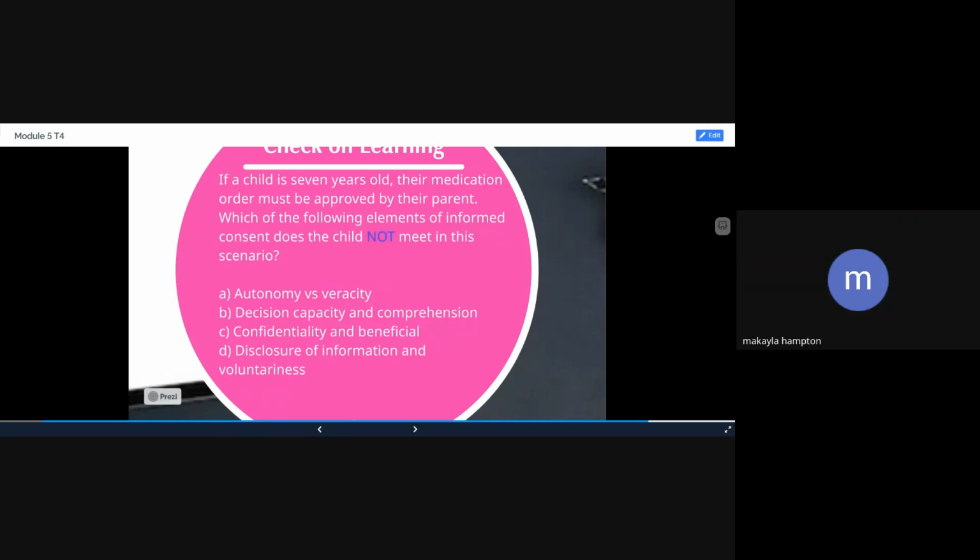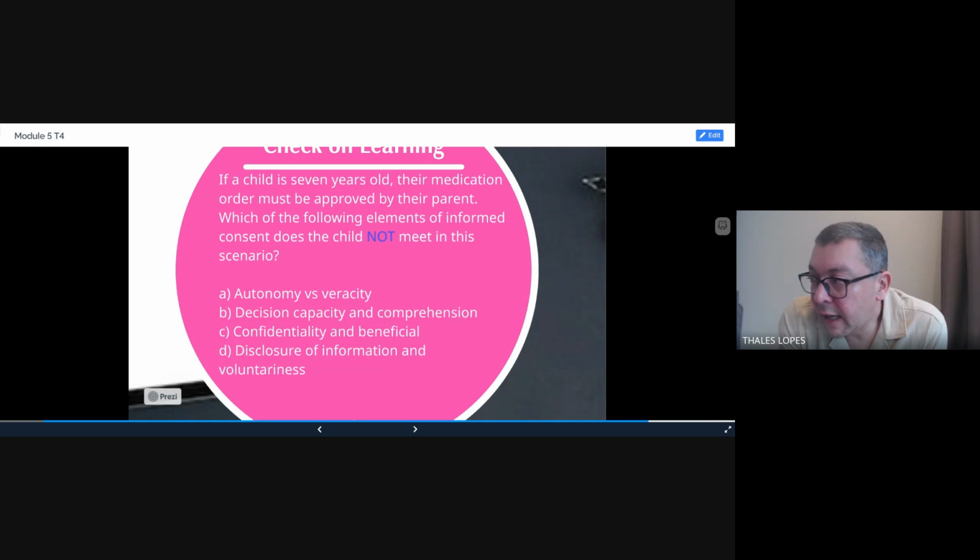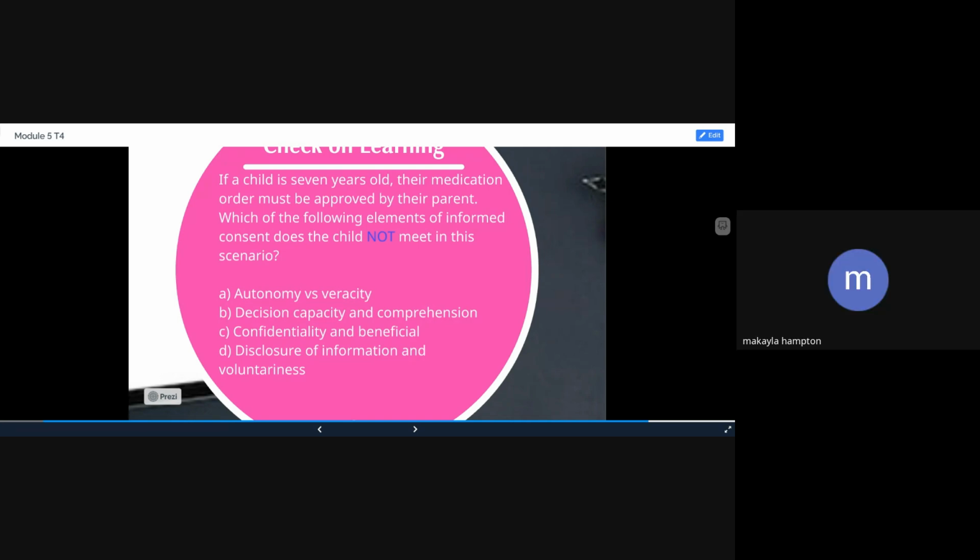If a child is 7 years old, their medication order must be approved by their parent. Which of the following elements of informed consent does the child not meet in this scenario? All right. So I want you to stop here and ask the core of the question. What would be the core of the question? They're asking you about informed consent. So which option does not meet that?